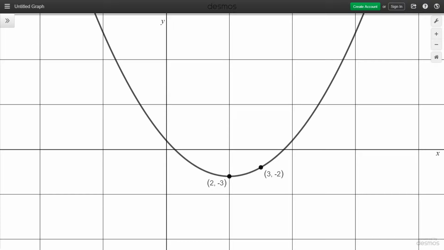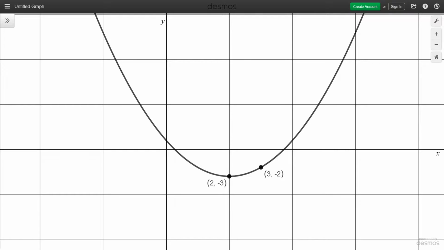Here we have a graph and there's no scale, but we do have the turning point here, which is 2 comma minus 3, and we also have a point on the line, 3 comma minus 2, and that's all the information that we have. So we're going to have to somehow come up with an equation that goes through both of those points and has this as the turning point.